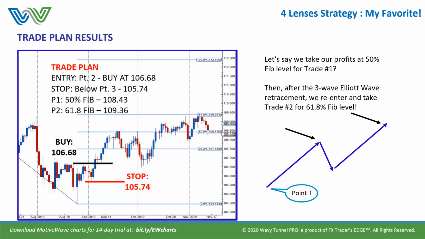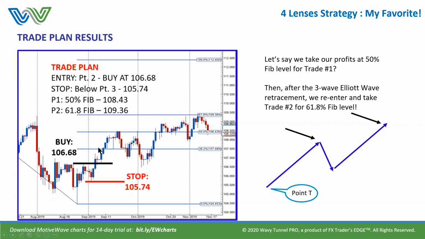Now, there are a few ways to trade this, okay? One way, let's say we take our profits at the 50% fib level for trade number 1. So let's say we take all of our profits at the 50% level, but you think it's going to go higher still, and you want to take another trade. After an Elliott wave correction, a retracement, a 3-wave correction, you can re-enter and take trade number 2. So the 2 ways to trade it.